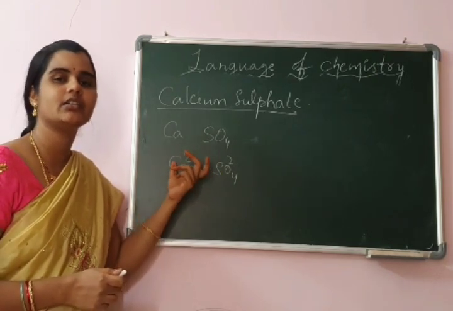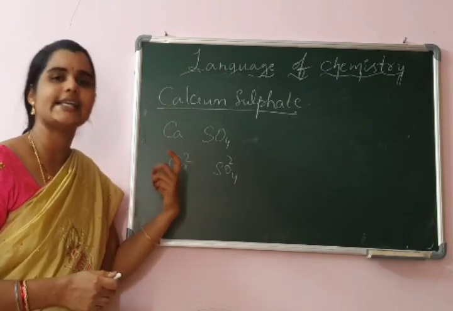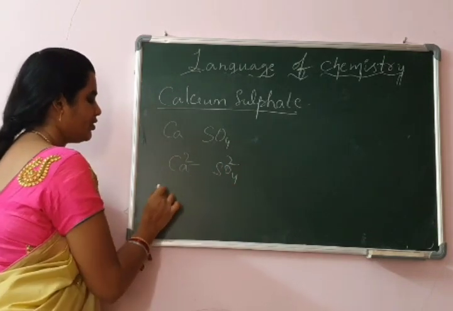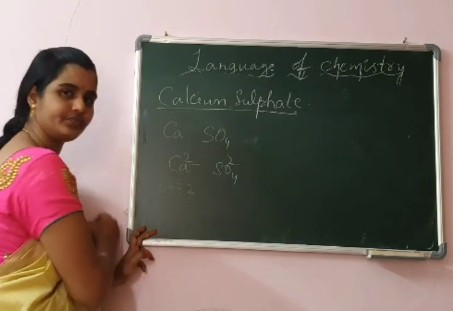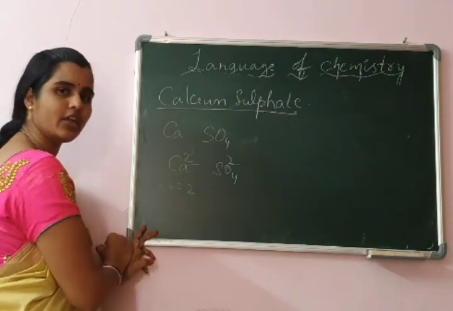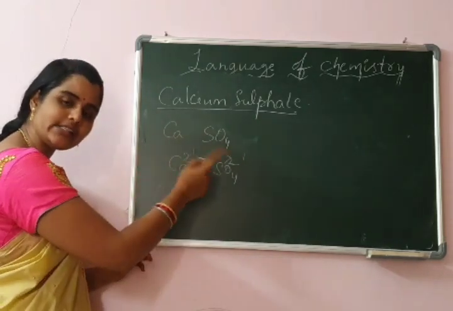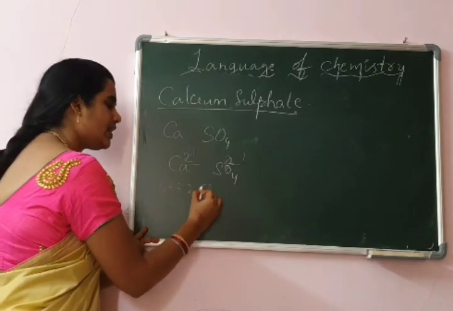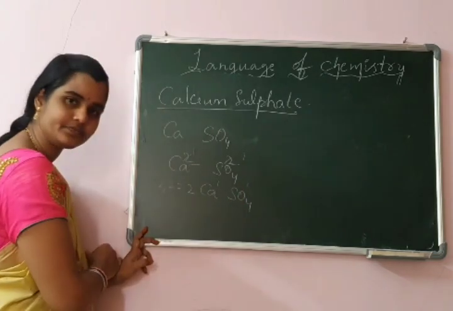So after writing this, what you have to do? You have to divide the valences of the elements or radicals with the highest common factor. So 2, 2. Which is the highest common factor here? It is nothing but 2. So if you divide 2 with 2, you will get 1. So now what are the valences after dividing with highest common factor? So Ca 1, SO4 1.